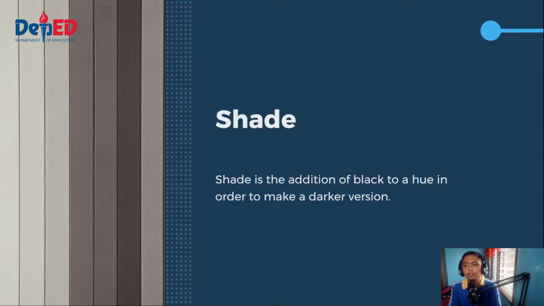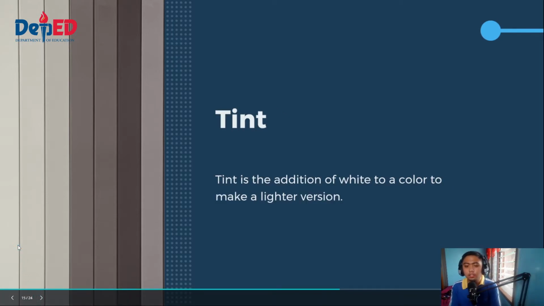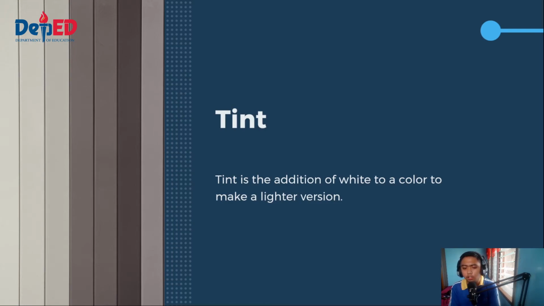If you want to have a lighter version, we call it tint. Tint is the addition of white to a color to make a lighter version. Of course, printers don't have any white color. So let's do it in a painting. Let's say you want to have a pink, and you only have red pigment. So what you will do is simply add white until you reach your desired shade or tint of pink. So adding white, making it lighter.